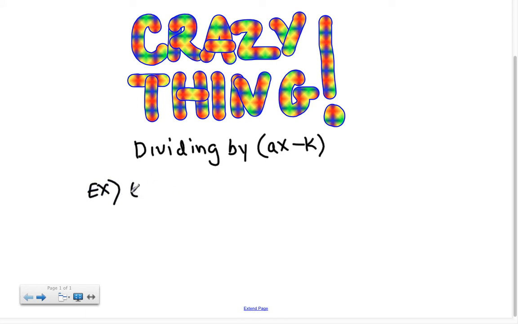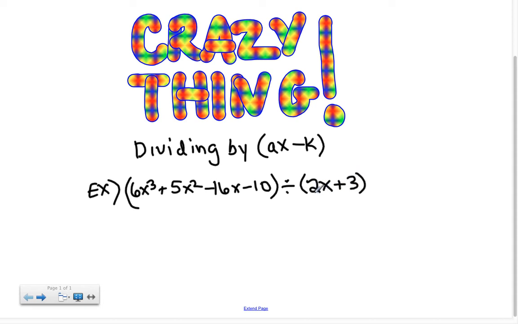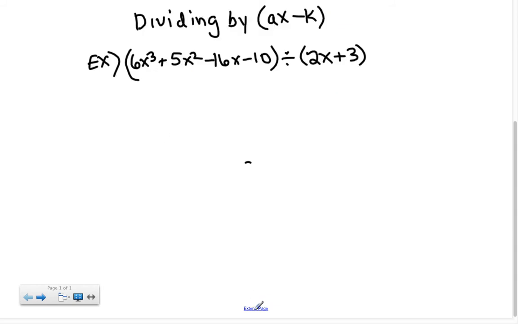The example is if I take 6x cubed plus 5x squared minus 16x minus 10, and I take that whole polynomial and I divide it by, and here it is, the crazy thing, 2x plus 3. Uh-oh, we have a coefficient in front of here. And the way synthetic division works is we like to divide by the k value. But the k value has to be in factored form. So let me tell you what I mean by that.